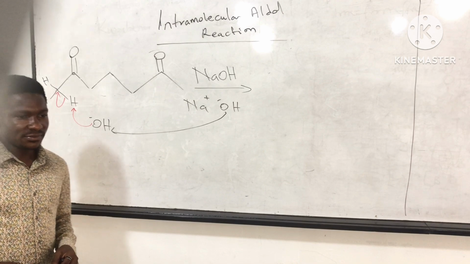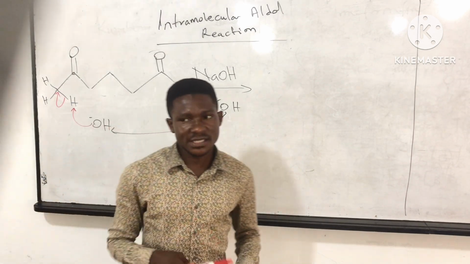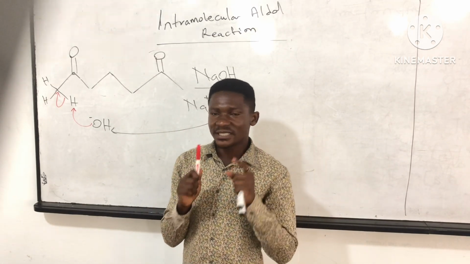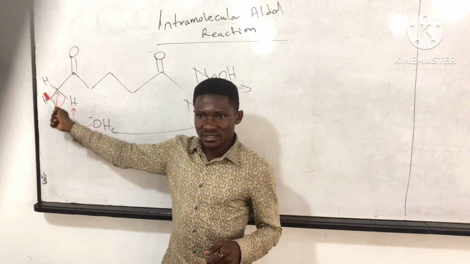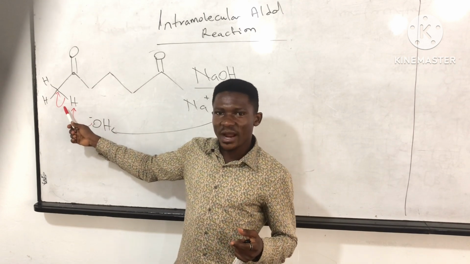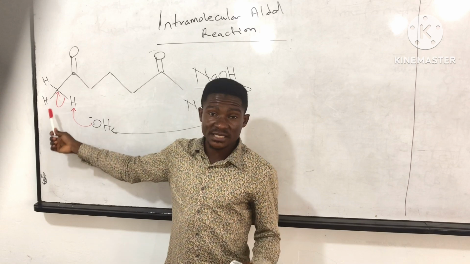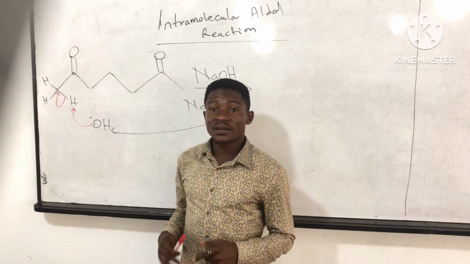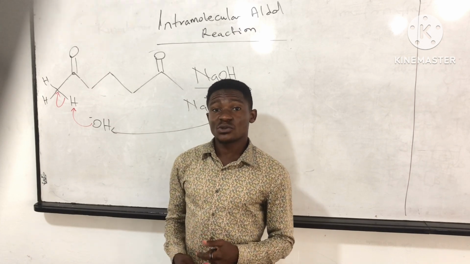In my previous video, of which I will place the link in the description section, I have explained in detail, vividly, the secrets behind these arrows: why the base is taking the proton and why the proton is also donating its electron onto the carbon to make the carbon negatively charged. So if you are confused at this stage, I would advise you to go and watch that video and come back to this content. Trust me, you will understand.